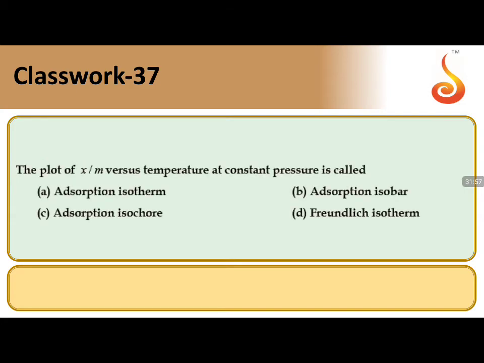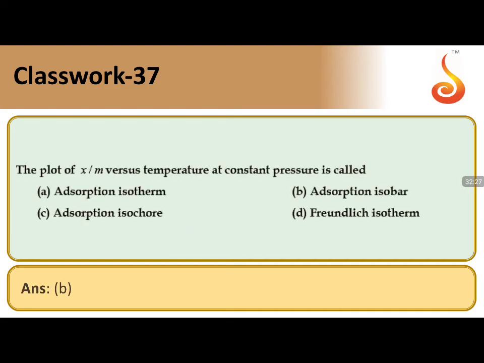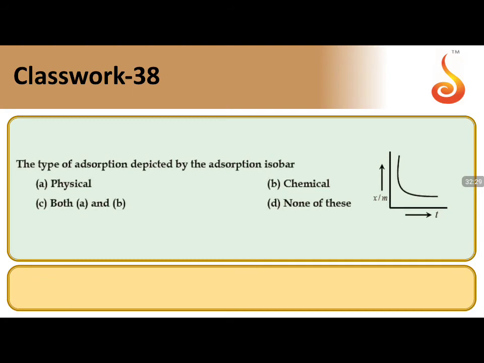Coming to 37. X by M versus temperature at constant pressure is called. Now you see it is between X by M and temperature, but at constant pressure. Isotherm is constant temperature. Isochore is constant volume. Isobar is constant pressure. So where you have constant pressure, option B. So the answer should be option B in this case. So 38th question, let us come.